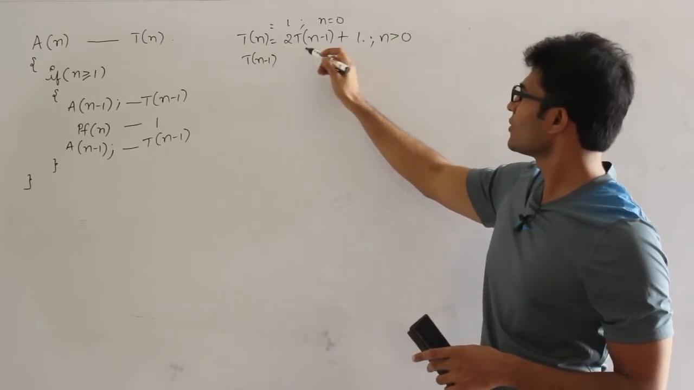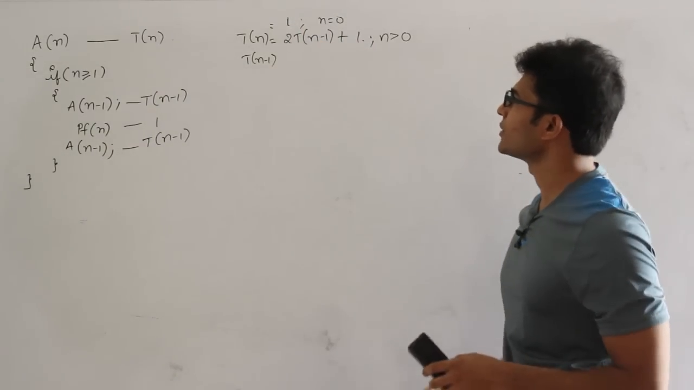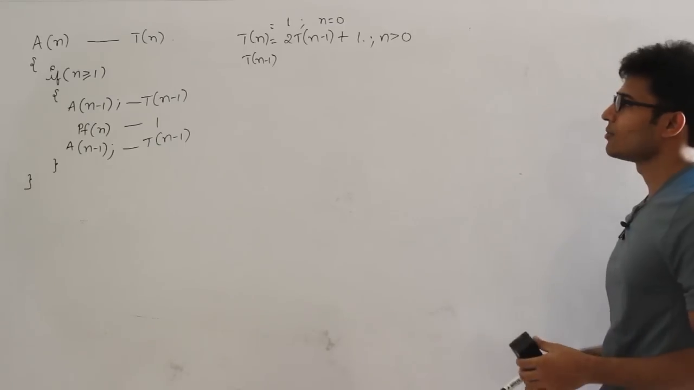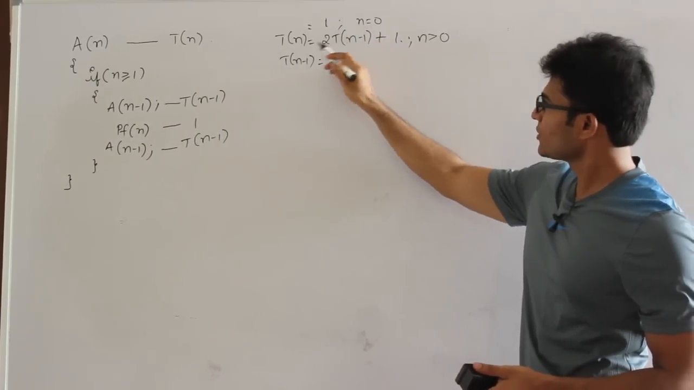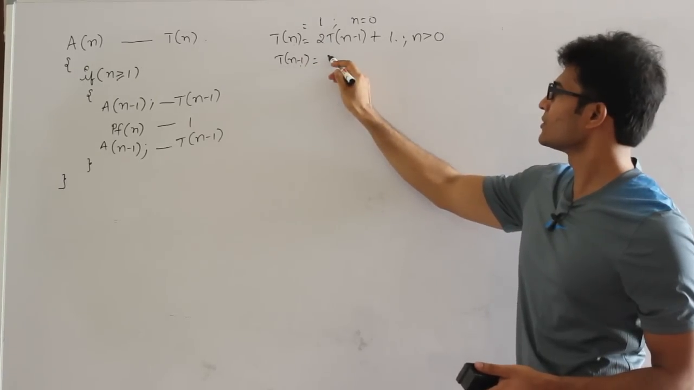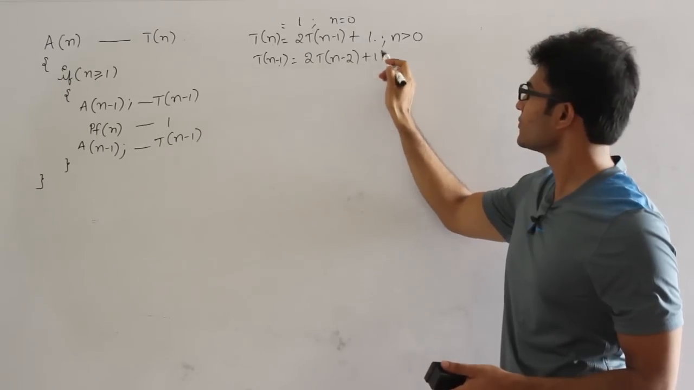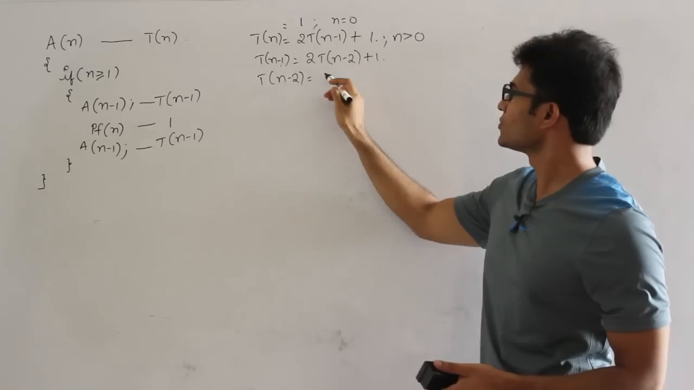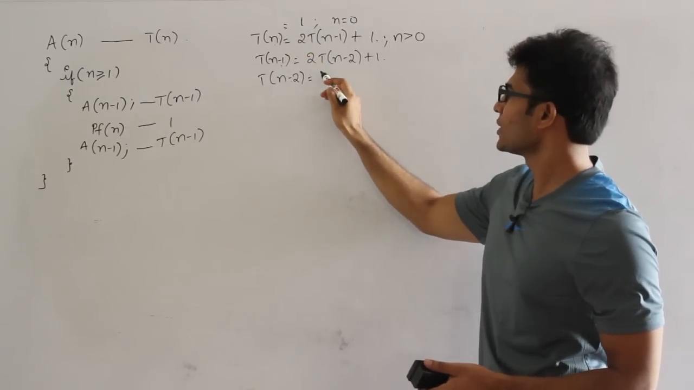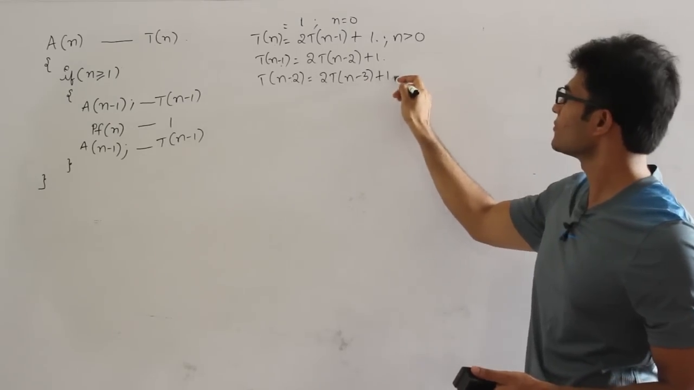So whenever n is greater than or equal to 1, this much time is taken, and whenever n equal to 1, this much time is taken, right? So now let's see the time complexity. T of n minus 1 equal to, in place of T of n, I am substituting T of n minus 1. Then what will this be? 2 into T of n minus 2 plus 1. Then what will be T of n minus 2? T of n minus 2 will be, in place of n I am substituting n minus 2. 2 into T of n minus 3 plus 1, right?